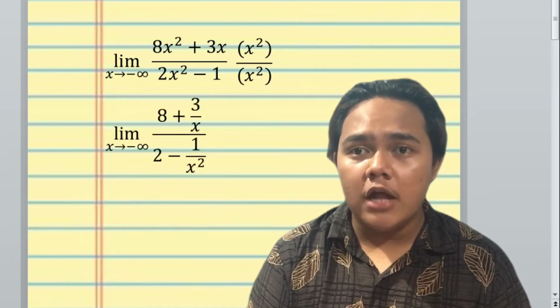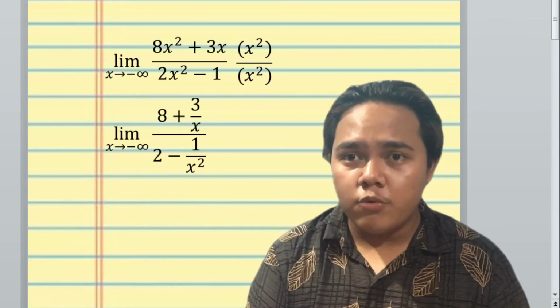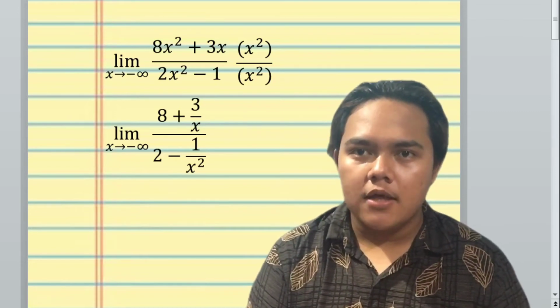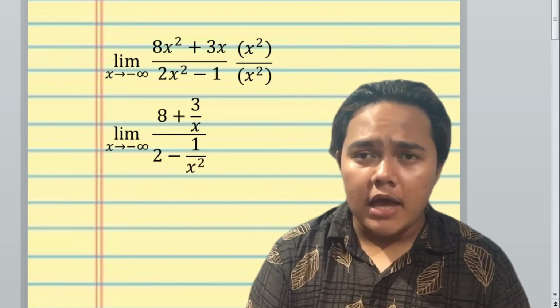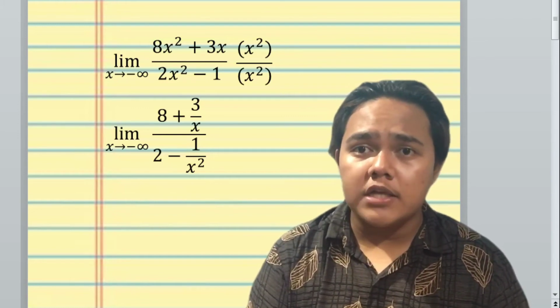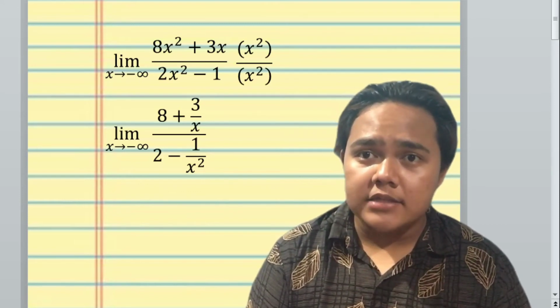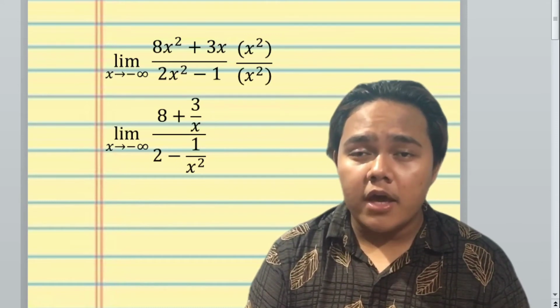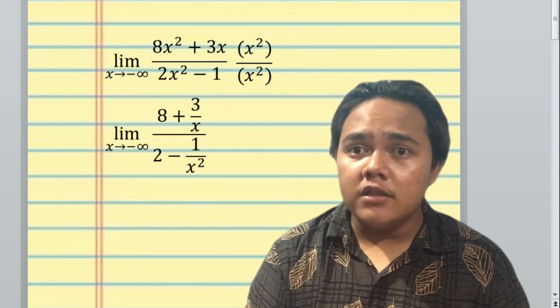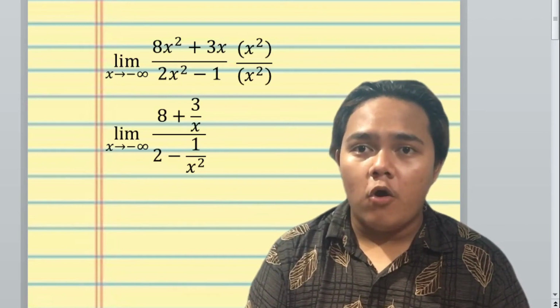Pag finactor natin ang numerator, ang 8x squared sa x squared, ang magiging sagot is 8, kasi both sila ay merong x squared. Kapag finactor natin ng 3x sa x squared, ang magiging sagot is 3 over x, dahil kapag kinancel natin ng isang x sa x squared, may matitirang x. So yung natirang x ay magiging denominator, and yung natirang 3 kanina ay magiging numerator. So magiging sagot is 8 plus 3 over x.